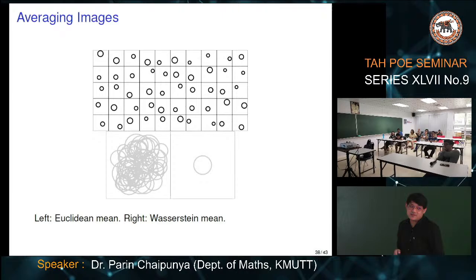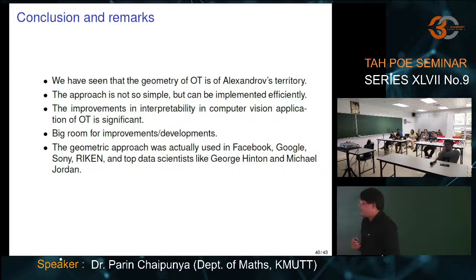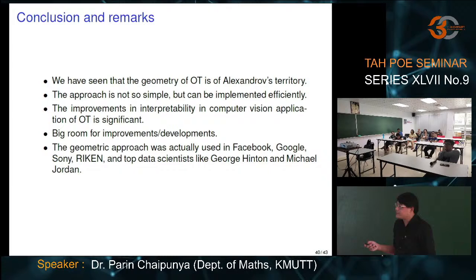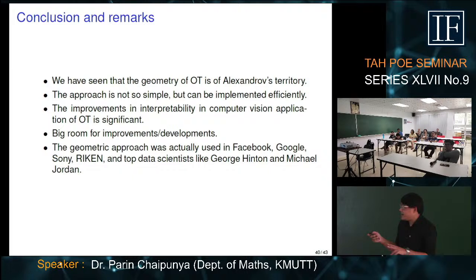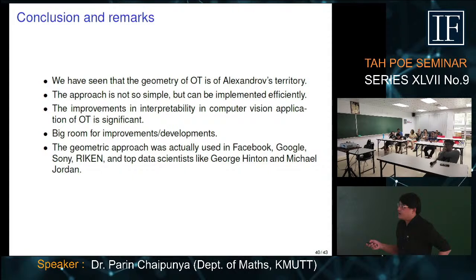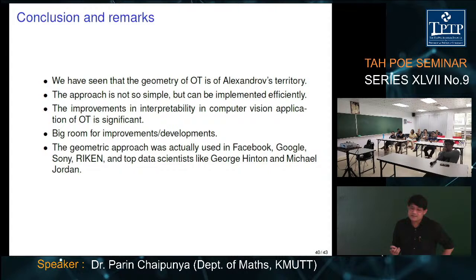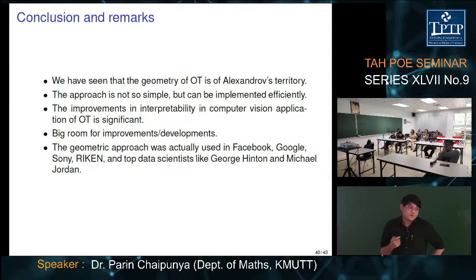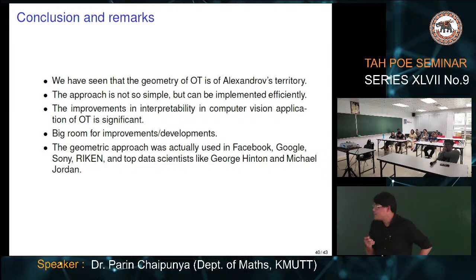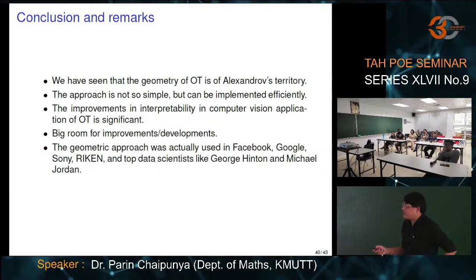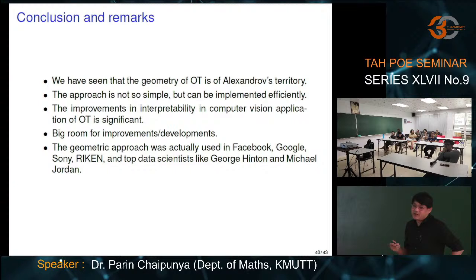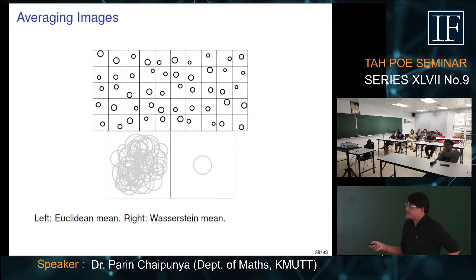So what I'd like to emphasize is that the geometry of OT is actually in the territory of Alexandrov geometry. So the right approach to OT may come from the study of Alexandrov geometry. And although the approach is not so simple, you can see that it has good applications, especially when applied to computer vision and actually to machine learning applications too. You can see that by applying OT to computer vision, you gain a lot more interpretability of the result. For example, if you want to average these circles, the Euclidean one is not so interpretable.